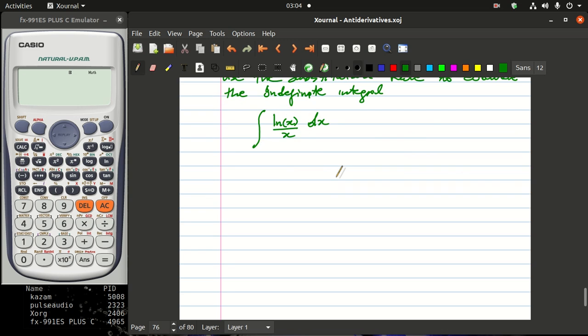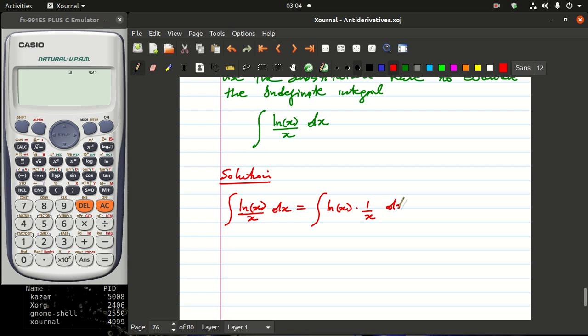Let me see if we can do it or not. Let me place a solution there. If you look at this, we want to find this antiderivative, the most general antiderivative of this with respect to x. And of course, you know that this is the same as the natural log of x times 1 over x dx. Hope you can see that.